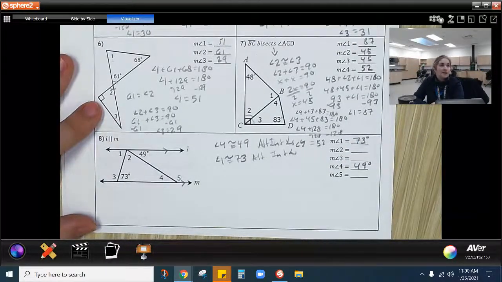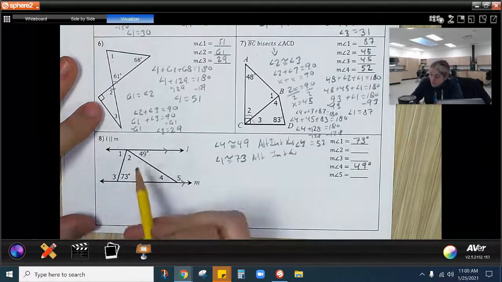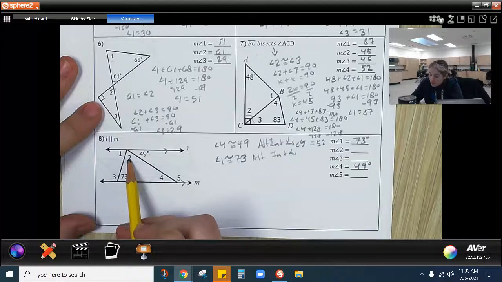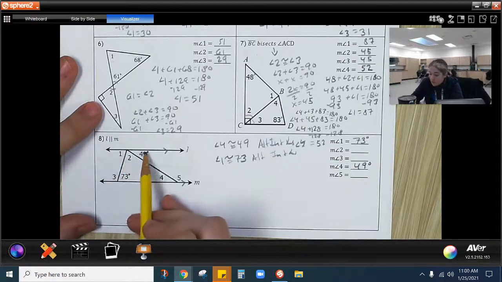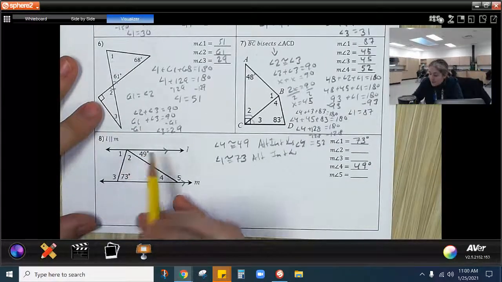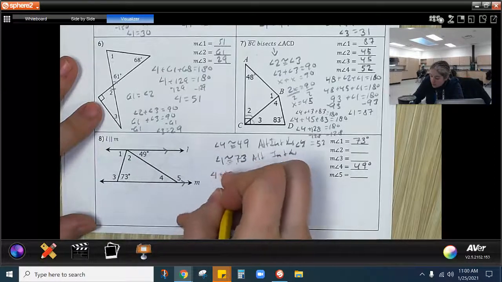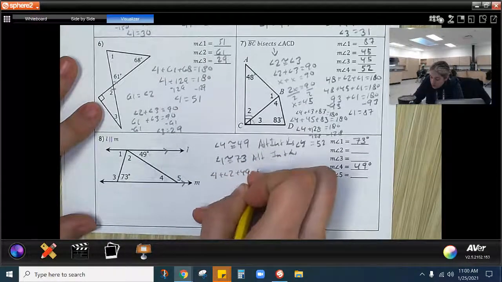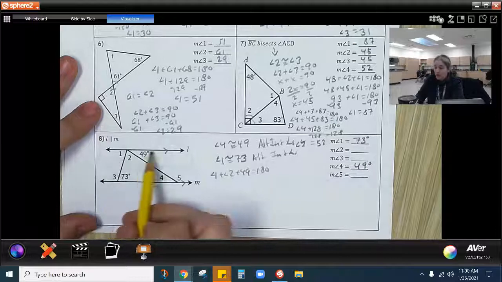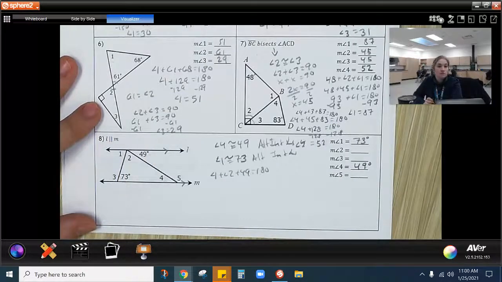Okay, so why do I care about that? How does that help? Well, now that we know that, we can actually figure out what angle 2 is, because they all add up to make 180, right? Angle 1 plus angle 2 plus 49 is going to equal 180. How do I know that? Because it forms a straight line, and straight lines are straight angles, which are 180.